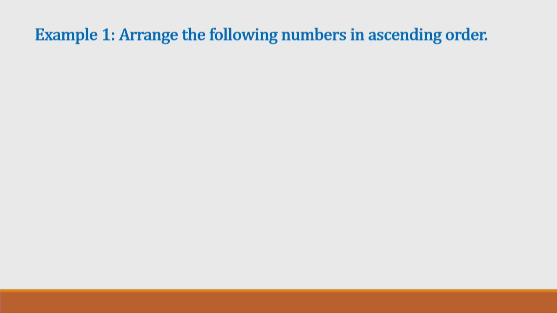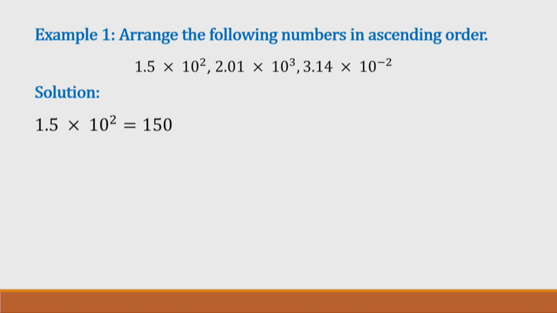First example, arrange the following numbers in ascending order. So we have three numbers in standard form and we need to arrange these in ascending order. What is ascending order? Do you still remember? So ascending order means we start with the smallest number. We are going to rewrite these numbers in ordinary form first.